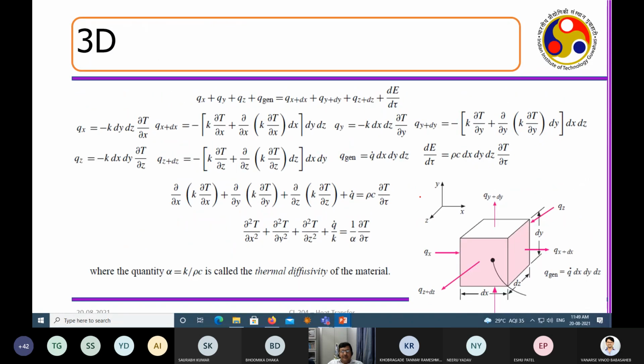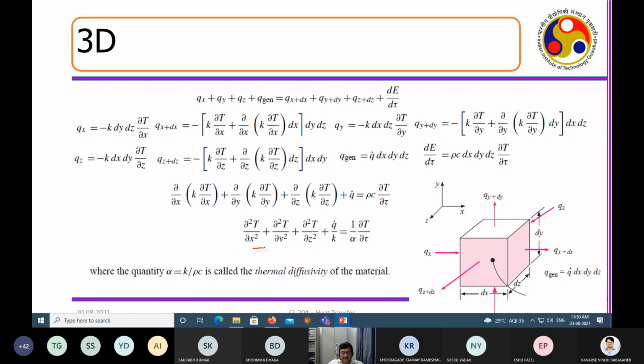Just to give you an example of how complicated it can be, if I enforce the same thing in 3D, I have qx, qy, qz coming through at x, y, z, and going out at qx plus delta x, qy plus delta y, qz plus delta z. So these are the 3 heat conduction terms, and this is the heat generation, and this is the total internal energy change. If you accumulate all the terms on all the surfaces, you end up getting an equation.